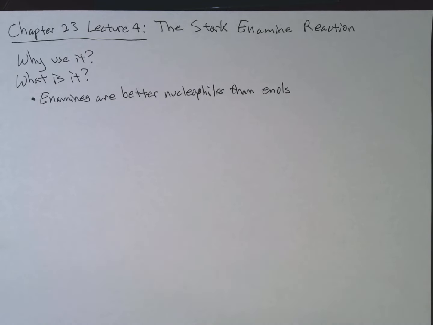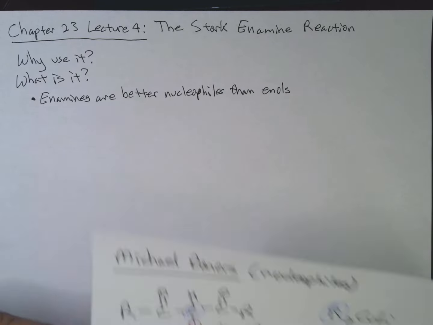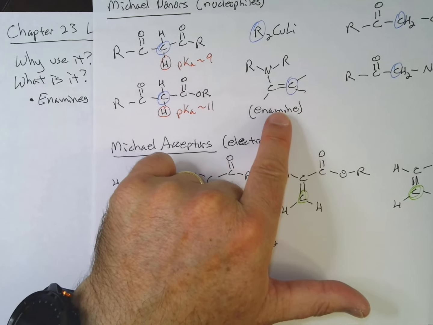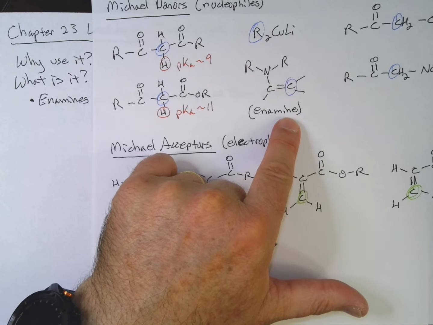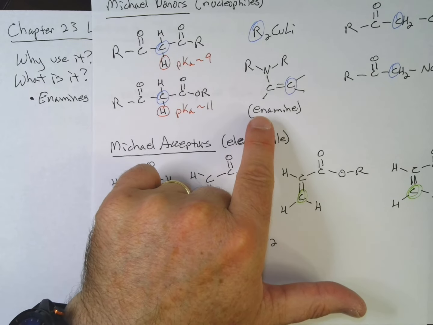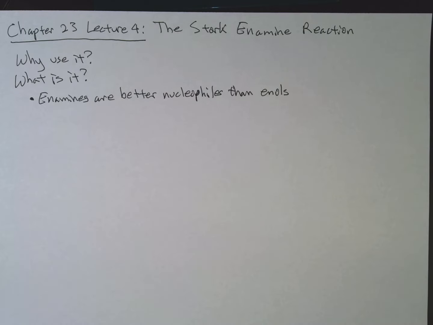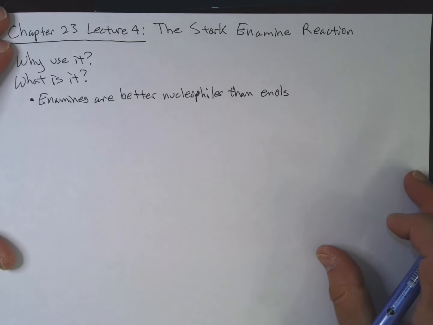And if we take a look back at our Lecture 3 notes, we see that one of the Michael donors that we talked about was the enamine. Notice that enols are not here. And so we can use an enamine in a Michael type reaction.